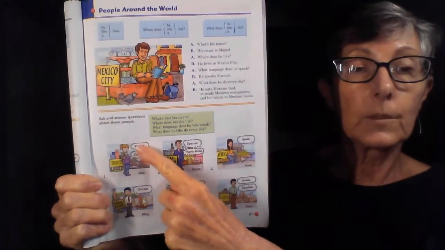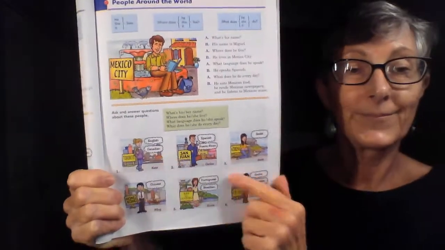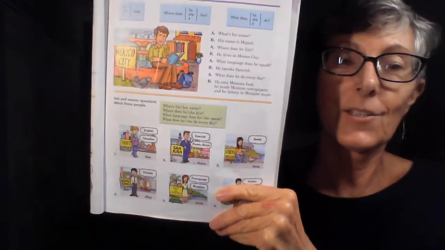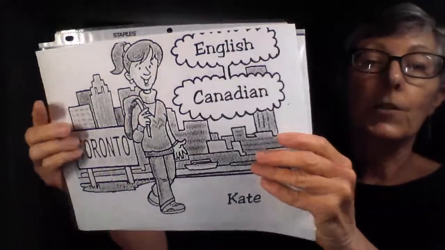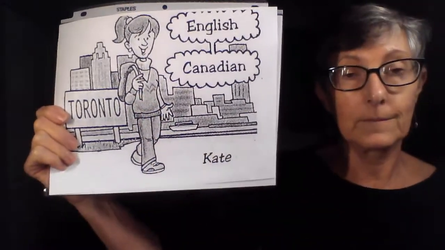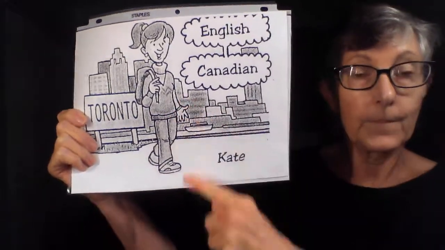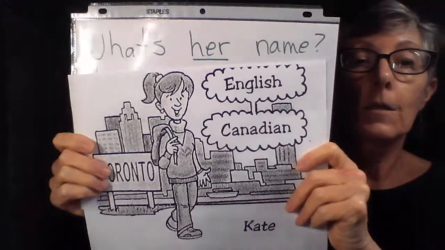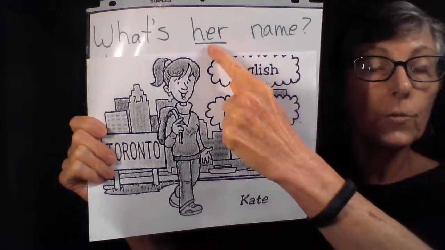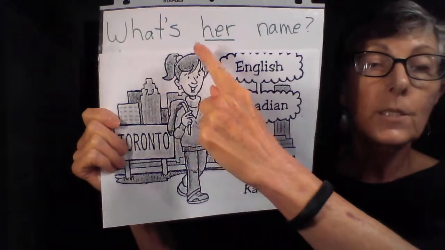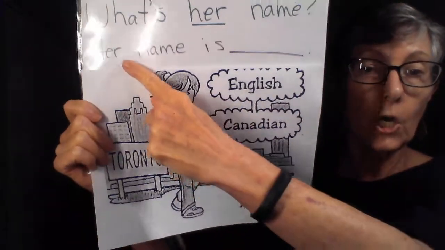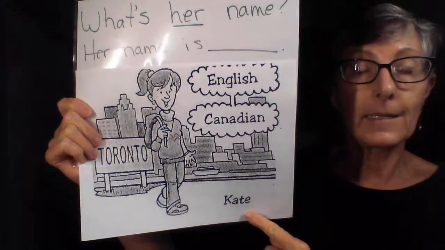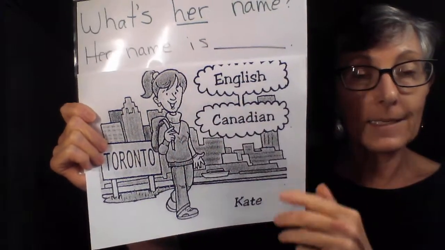So this is example number 1. So now we're going to do number 1. Okay? So the first question, let's start with this first. Is this going to be he or she? Correct, she. Because it is she, we use her. What's her name? And the answer is, her name is Kate.